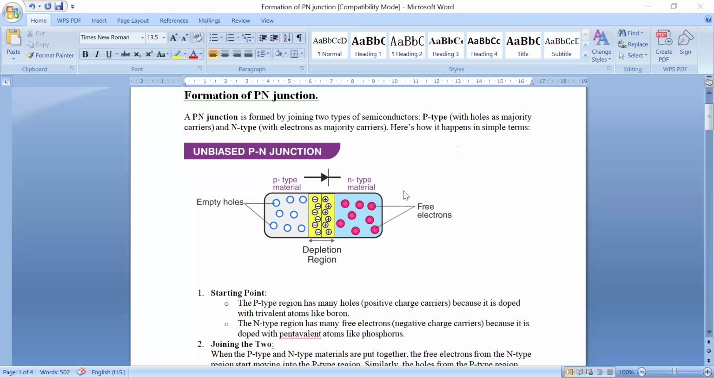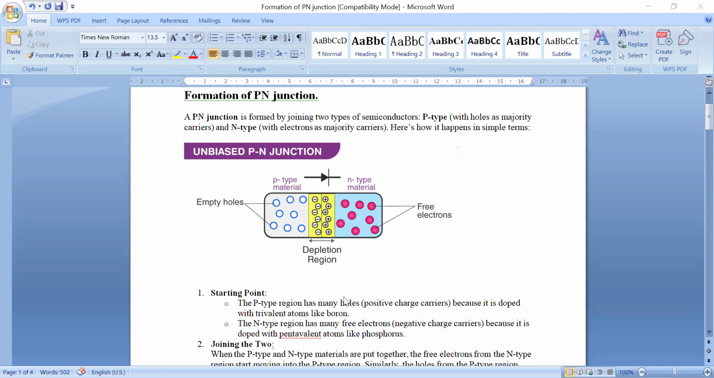Today, I am going to explain the formation of PN junction, that is unbiased PN junction, forward biased PN junction, and reverse biased PN junction. The PN junction is formed by joining two types of semiconductor: P-type semiconductor with holes as majority carriers, and N-type semiconductor with electrons as majority carriers.